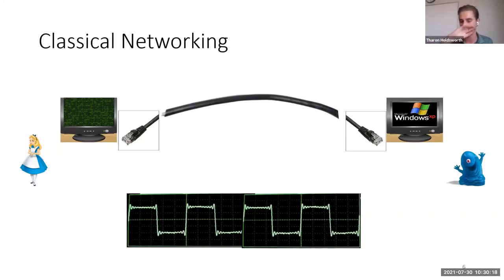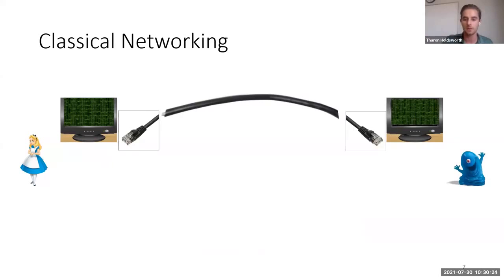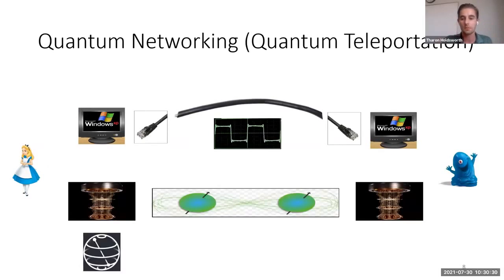If she actually measures the voltage values on that wire, they'll be encoded into there, and then this information will get passed to Bob. But they both retain the same information. Now, in the quantum teleportation, quantum networking case, it takes a little bit more.